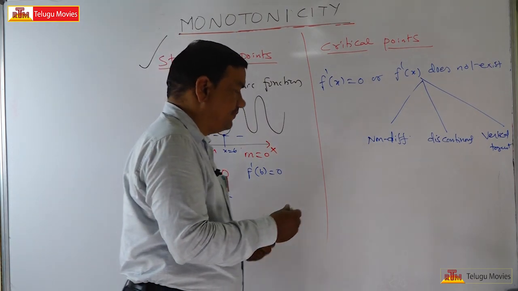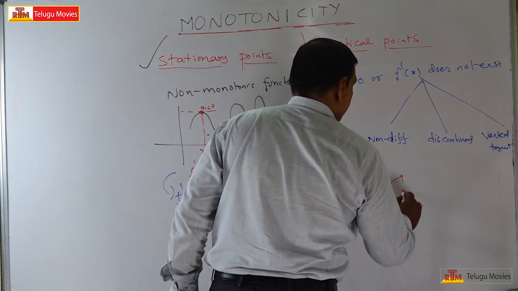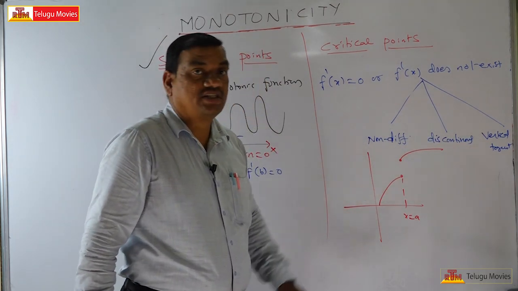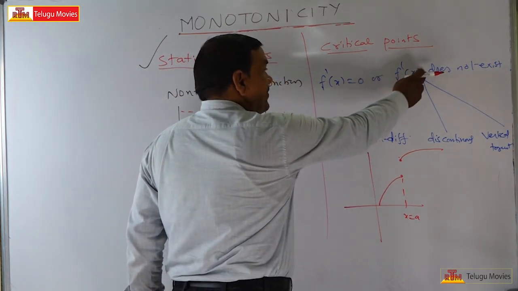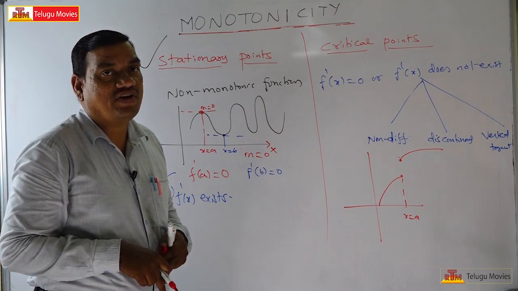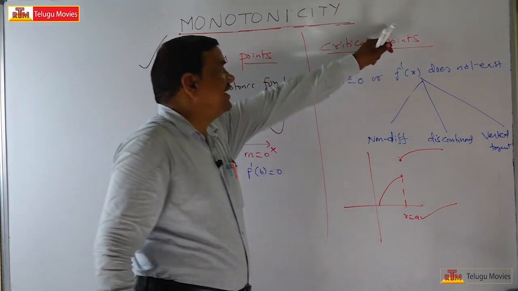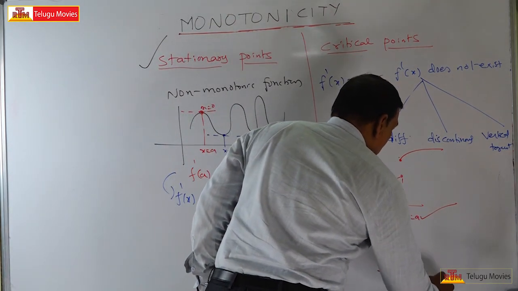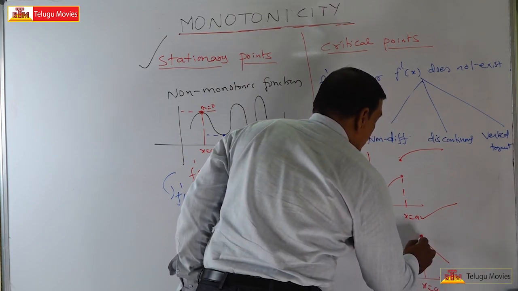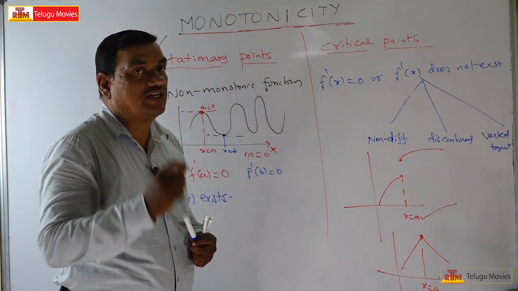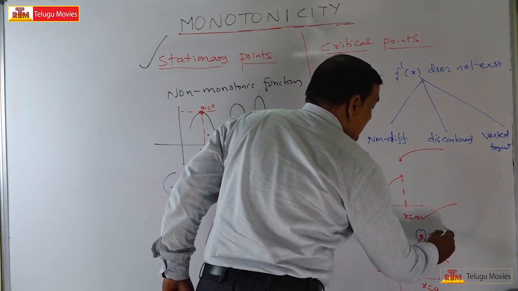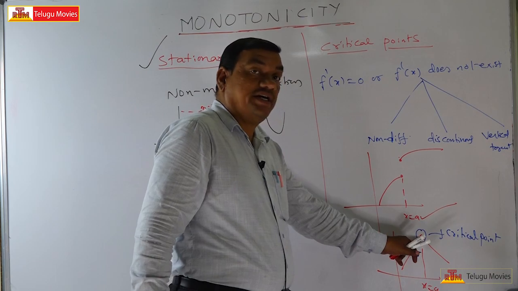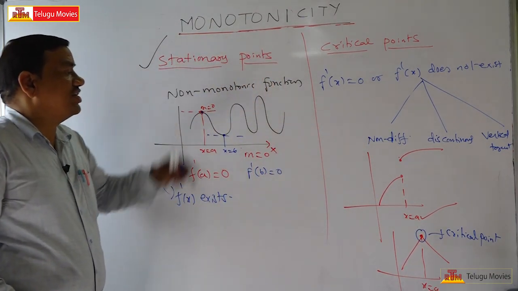I will draw a diagram. For example, one function is there with a break at x is equal to a. If you observe here, it is discontinuous. At this point f dash of x does not exist. Therefore, we call it a critical point. For suppose our function has a sharp edge at x is equal to a. At that sharp edge, the function is not differentiable. Therefore, this point is called a critical point, not a stationary point, whereas this point is called a stationary point.